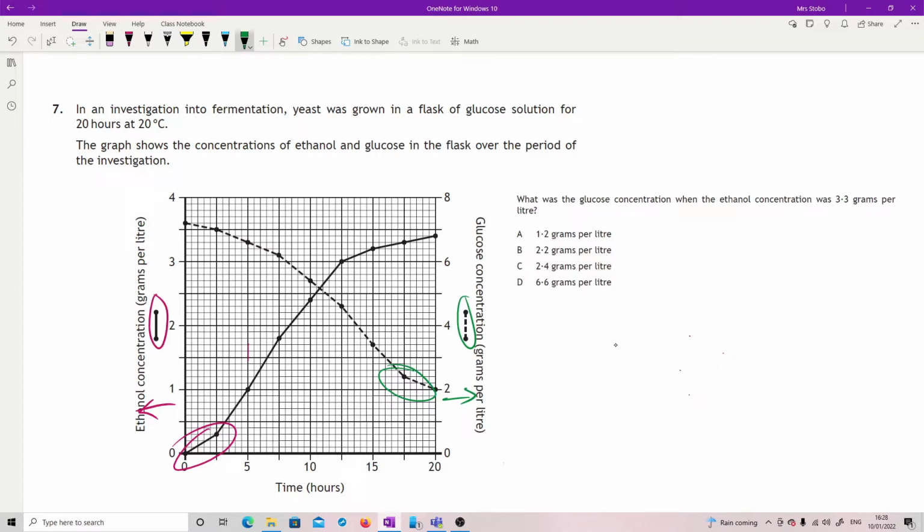Okay. What was the glucose concentration when the ethanol concentration was 3.3 grams per litre? So ethanol we're reading to the left, find 3.3. So this is going up in 0.1, so here's my 3.3. I need to read it across to my solid line because that's my ethanol one. Here's my 3.3. Okay, so that's at 17.5 hours. Okay, so go down the way to find out what glucose was at that point. So there's the point, and then read it across the way, and then we just have to be a little bit careful with this one, because this is reading up in 0.2s, so this one is 2.4.